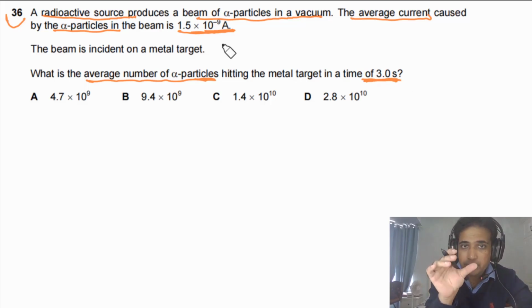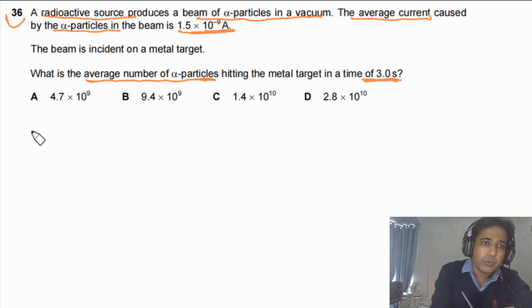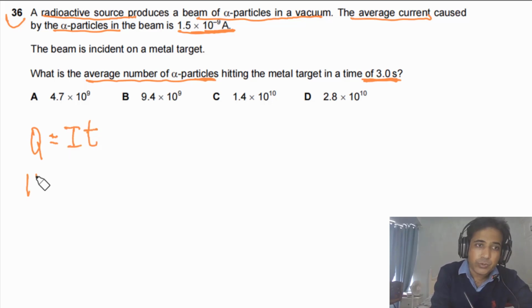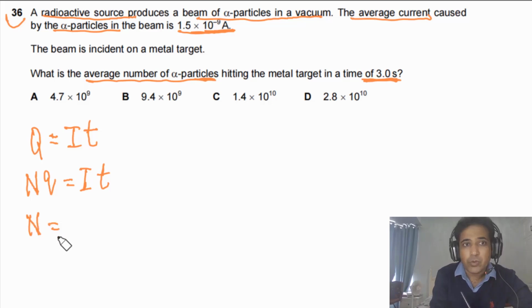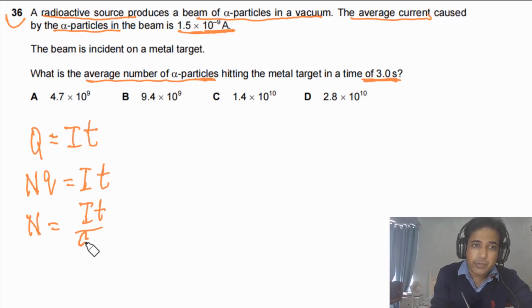So we have current, we have given time, so we can find out the total charge. Simply we can say in this case Q will be equal to I times t, and Q we can say is equal to N times small q. Small q is the charge on a single alpha particle. So we need to find out the value of N, the average number of alpha particles. So we have N equals I times t divided by q.